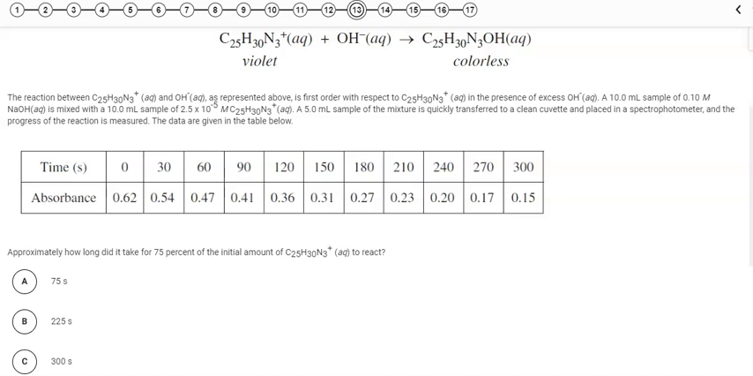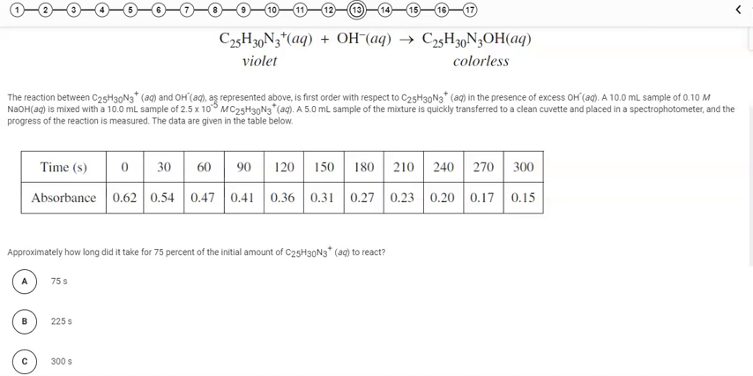So the question is down below that table. It says approximately how long did it take for 75% of the initial amount to react? So this is a half-life problem. Half-life is the amount of time it takes for half of the reactant to react, to become a product, or to break down, or whatever it's going to do. So think about what 75% reacted means.